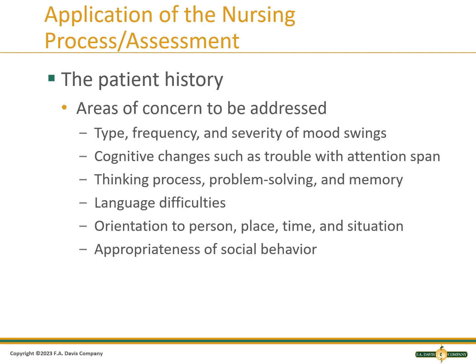So, patient history, it's very important we get a good history from these patients. We need to know what their symptoms are, how their cognitive changes are happening, their thinking process, can they problem solve, what age have these changes started, do they have language difficulties, are they oriented, and is their social behavior appropriate?